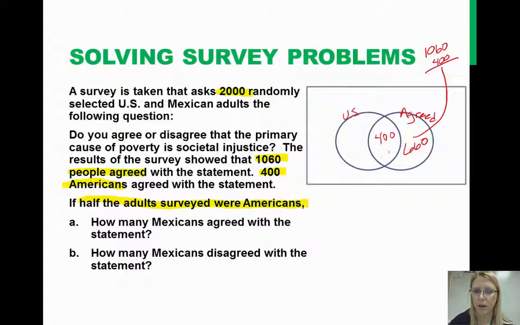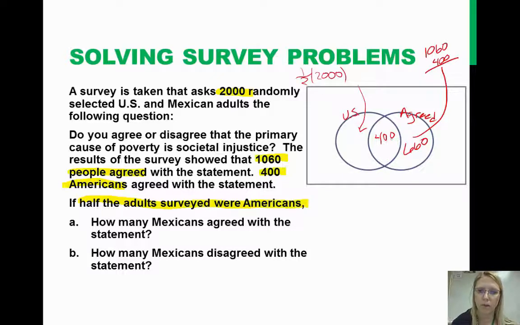The other clue that we have is that half of the adults surveyed were Americans. Well, we know we have a total of 2,000 adults. So this region right here is going to be half of 2,000.